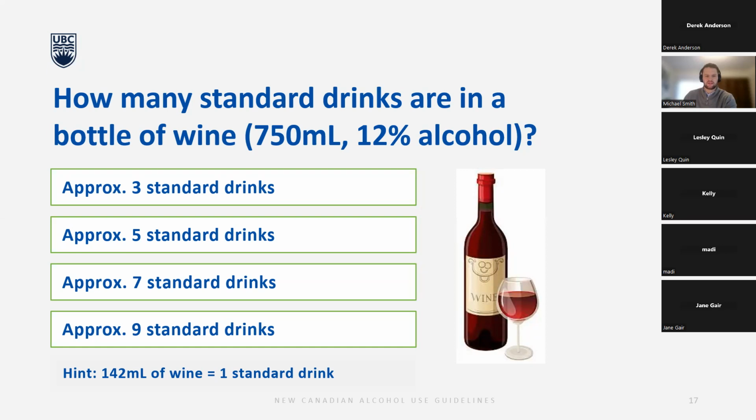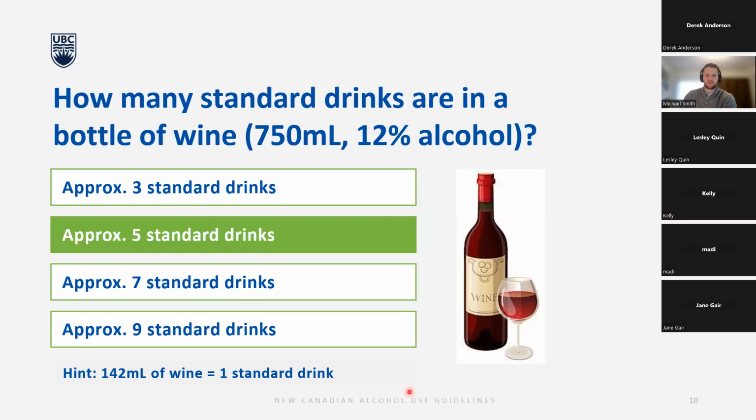Great, I'm seeing some good responses. Okay, I think we'll end it there. Thank you all for answering, and I can share the results with you here. So here's what you said. About 5 out of 7 of you said there's approximately 5 standard drinks, and a few guessed 7 and 9. So I can move on in the lecture. There we go. Here's the answer. There are about 5.3 standard drinks in a 750 milliliter bottle of wine. So if you're in the habit of splitting a bottle of wine with someone over a meal, this could be a good number to know how many standard drinks are in there.